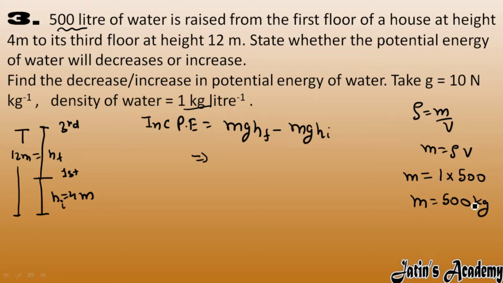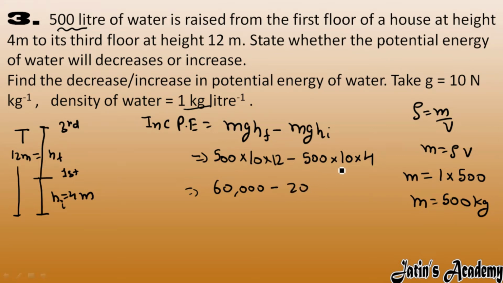Mass we have calculated. Now put the values. 500, g value we have 10, and final height we have 12 meter. Now again 500, g value 10, and initial height we have 4 meter. So here we got 60 and 3 more zeros, minus 20 and 3 more zeros. Clear? So here we got 40,000. This is energy, so joule.